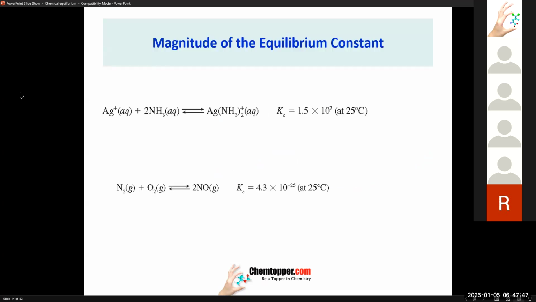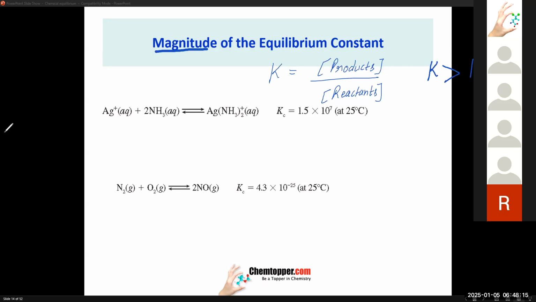Okay, magnitude of equilibrium constant. Equilibrium constant K is the concentration of the products over the concentration of the reactants, raised to the power of their coefficients. If K is greater than 1, what is more, the reactants or the products? Always remember, this is the ratio of the product to the reactant. If K is greater than 1, then products are more. Products are favored.